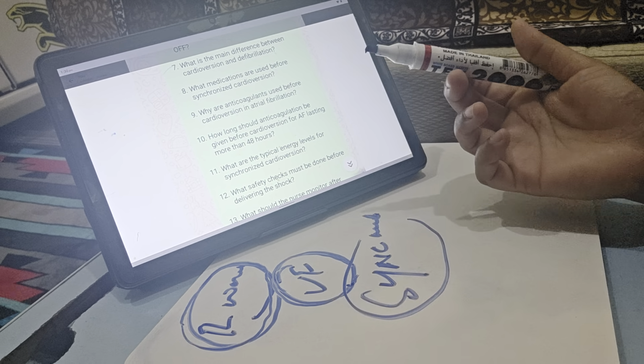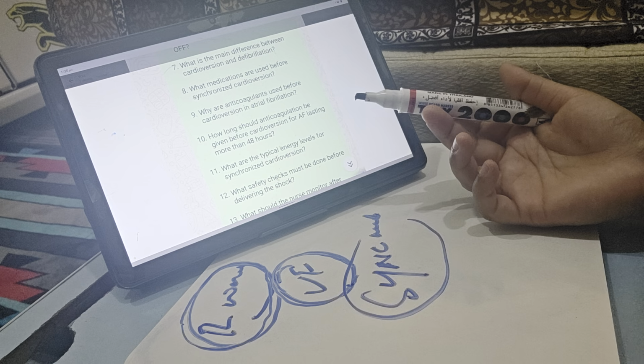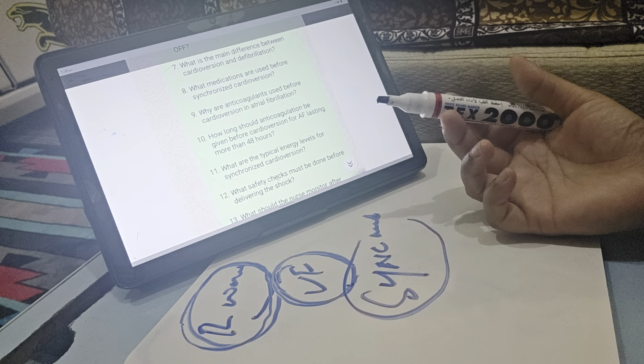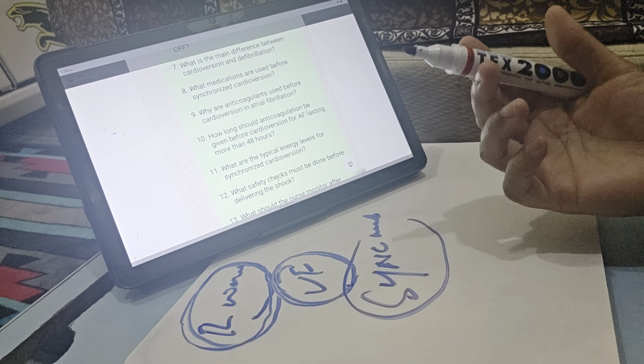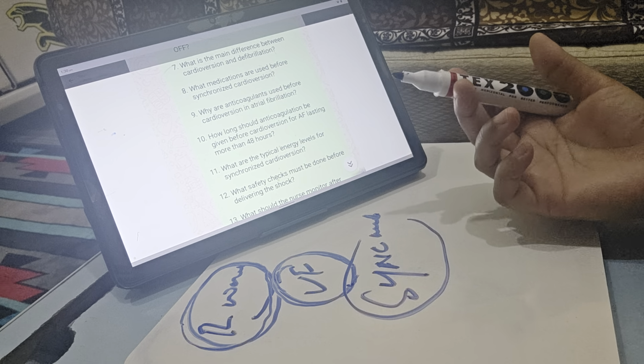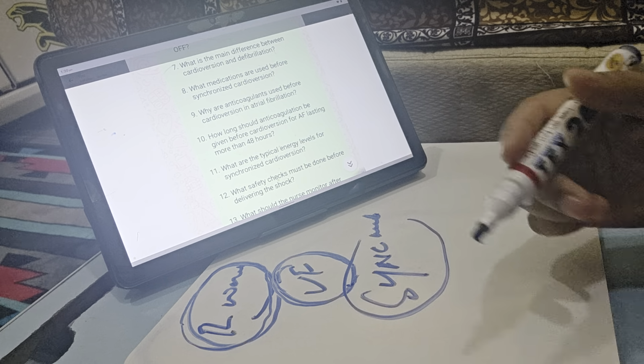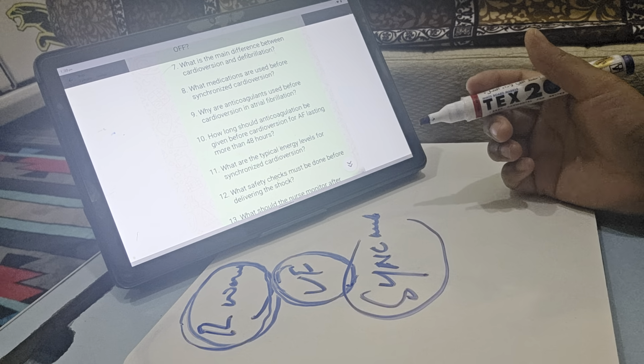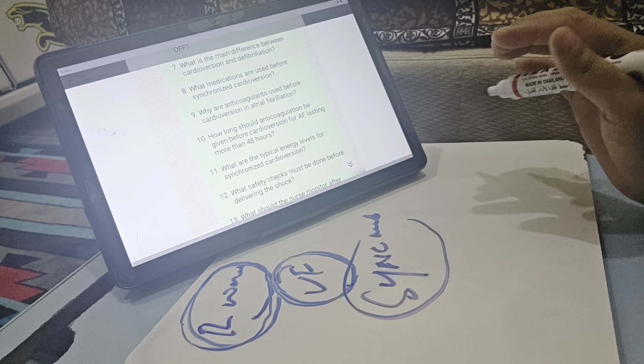Number 8: what medications are used before synchronized cardioversion? We use sedation and analgesics like midazolam, propofol, or fentanyl. We also use antiarrhythmic medication like amiodarone, and adenosine for SVT. These medications are used for synchronized cardioversion.